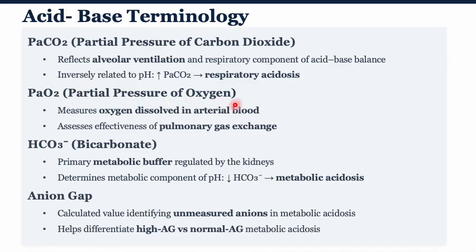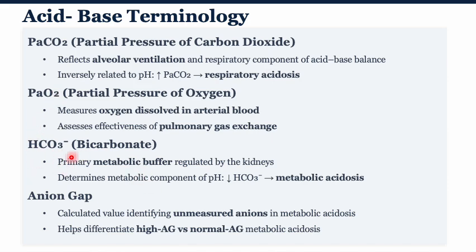Partial pressure of oxygen, the PaO2. This measures the oxygen dissolved in arterial blood. This assesses the effectiveness of pulmonary gas exchange. So this number will allow you to understand how well you're exchanging gas, oxygen and carbon dioxide, and we'll talk about it a little bit later.